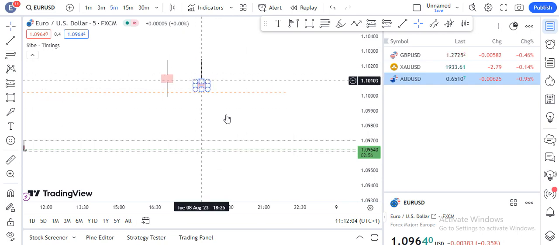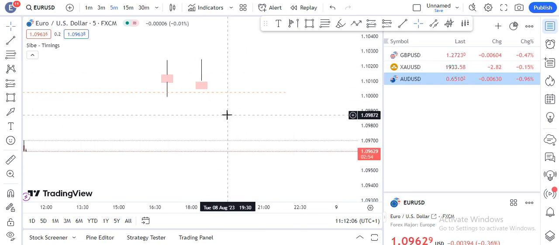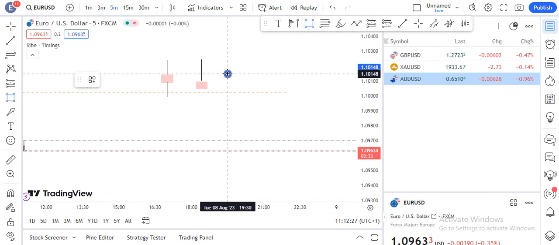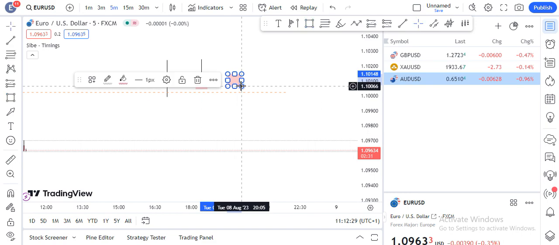And then the next type of POI we're going to talk about is ICT's fair value gap. With ICT's fair value gap, I'd prefer to see one of my POIs underneath that area, not just the traditional ICT order block. Then another type of POI we're going to talk about is when the traditional ICT order block is formed.